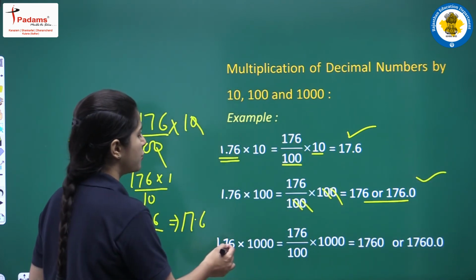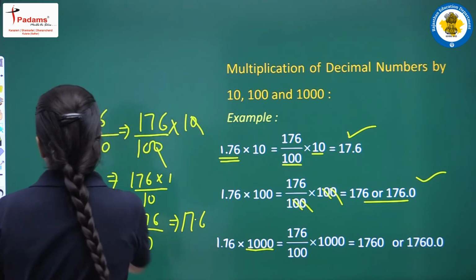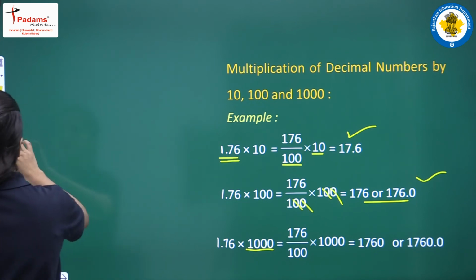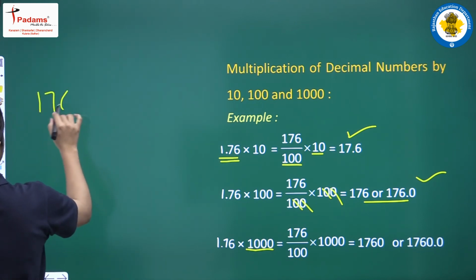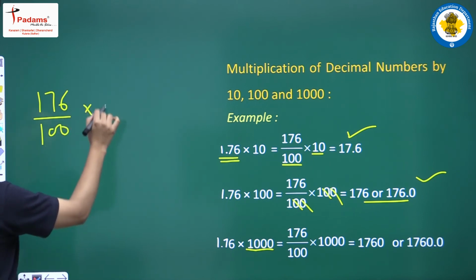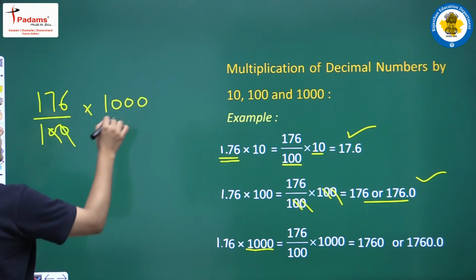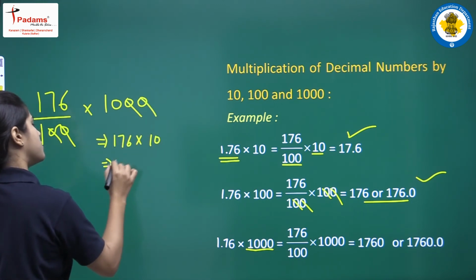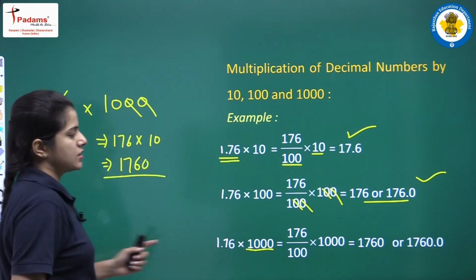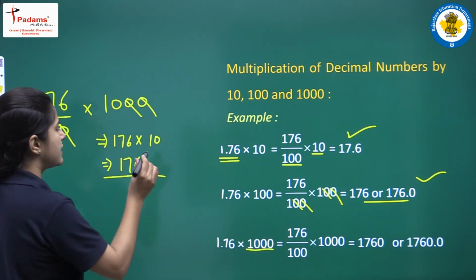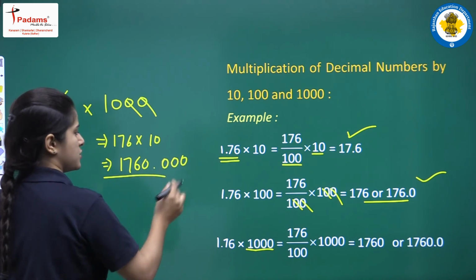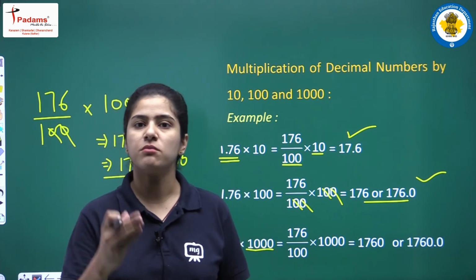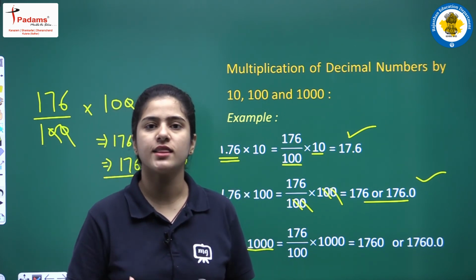Next question, students: if you want to multiply by 1000, for example, if this is 176 upon 100 and you want to multiply 1000 from it, 2 zeros will be cut out from the 2 zeros. So 176 into 10 equals 1760. This will be your answer, and if no decimal is there, then you can place a decimal and as many 0s as you want. In this way you can multiply decimal numbers by 10, 100, 1000, 10,000, with as many zeros as you want.